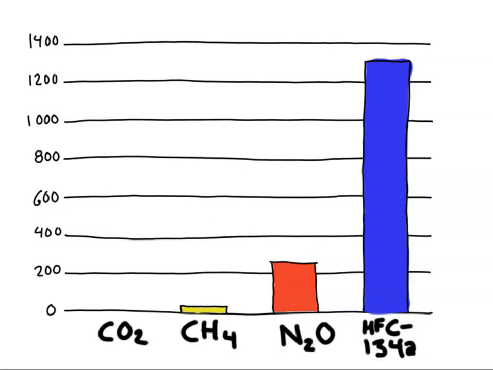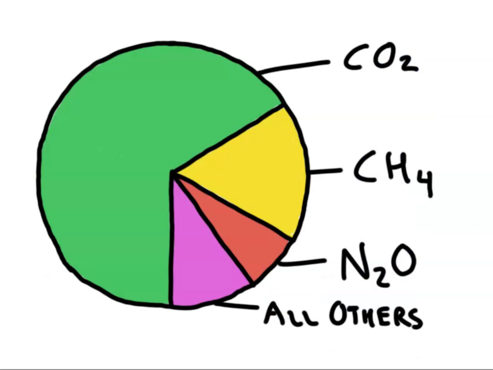Other gases have even higher global warming potentials. For example, HFC 134a, which is used in air conditioners, refrigerators, and compressed air cans to clean your keyboard, has a global warming potential of 1,300 times more than an equal amount of CO2. So why do we worry so much about carbon dioxide if other gases have global warming potentials many times higher? Because there's just so much more CO2 being added to our atmosphere.